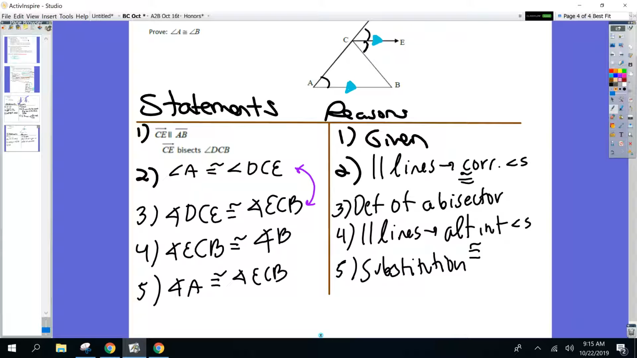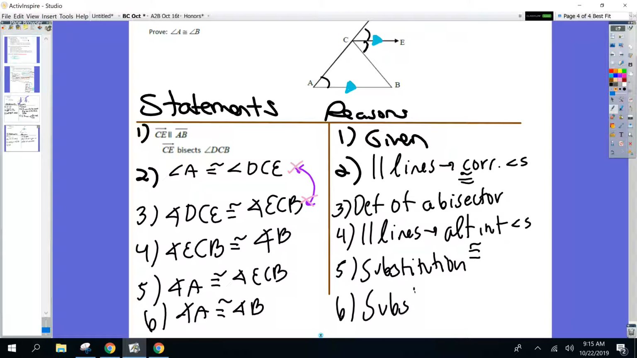All right, don't use those again. I'm done using those. Now how many congruent quantities are available? 2, steps 4 and 5. So look at steps 4 and 5 right now. ECB is equal to B. A is equal to ECB. I got 2 angles equal to ECB, so angle A is congruent to angle B.